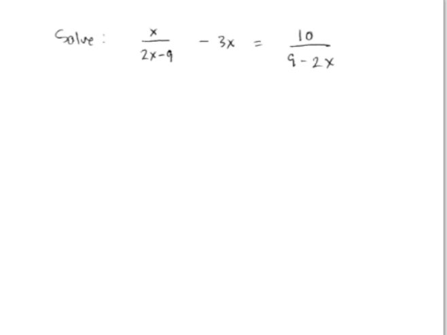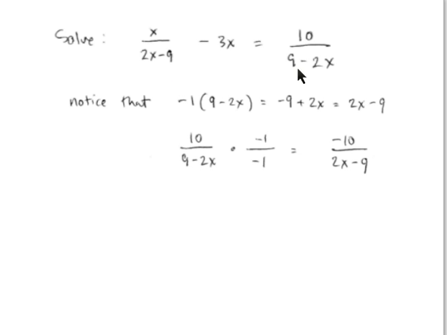denominator. Now this problem is made easier by noticing that the 2x minus 9 and the 9 minus 2x are exact opposites of each other. Meaning that if we take one of the terms, in this case 9 minus 2x, and multiply it by negative 1, we end up with the other expression. So negative 1 times 9 minus 2x is the same as 2x minus 9.